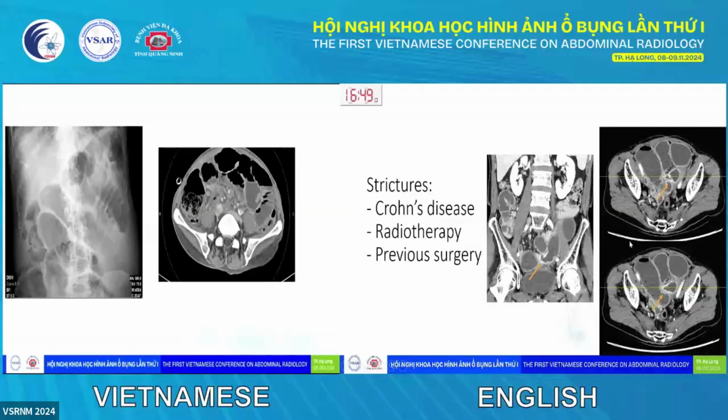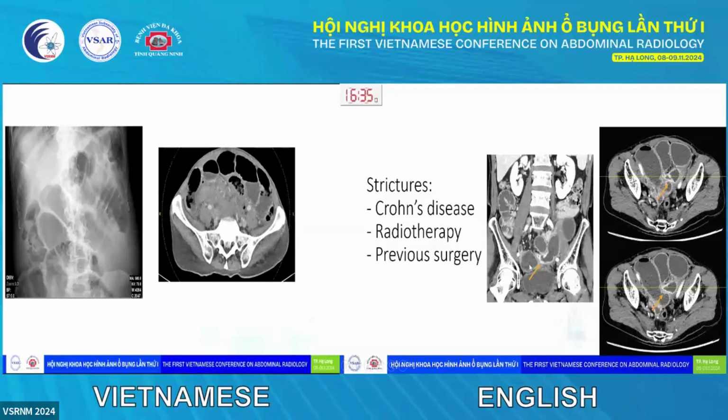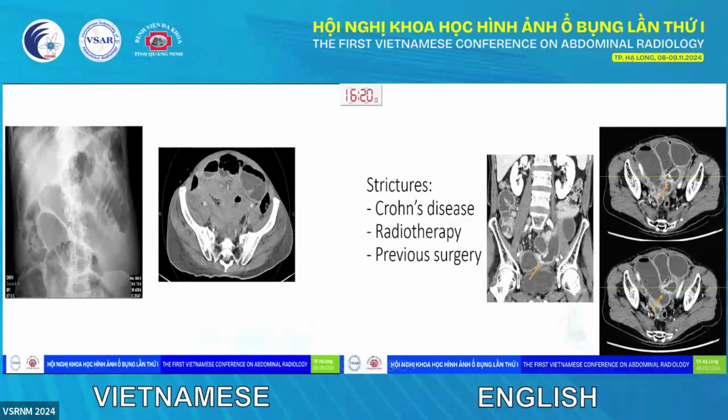Other causes of intramural obstruction would be due to strictures, and this can be due to a variety of causes. Like Dr. Yi said previously, Crohn's disease is a common cause of strictures within the small bowel loops. Other causes of small bowel strictures would be due to radiotherapy or previous surgery. So this is an example of a patient who has a history of Crohn's disease. You can see there's a stricture in one of the distal small bowel loops, which is causing proximal small bowel dilatation.